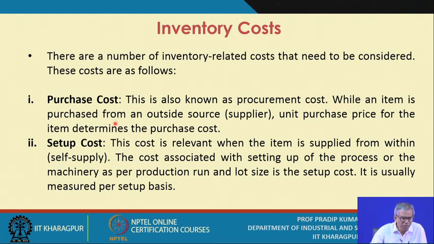While an item is purchased from an outside source or supplier, as I have been telling you, the unit purchase price for the item determines the purchase cost. That means the total purchase cost will be the unit purchase price multiplied by the number of units purchased, okay, for a given period of time.